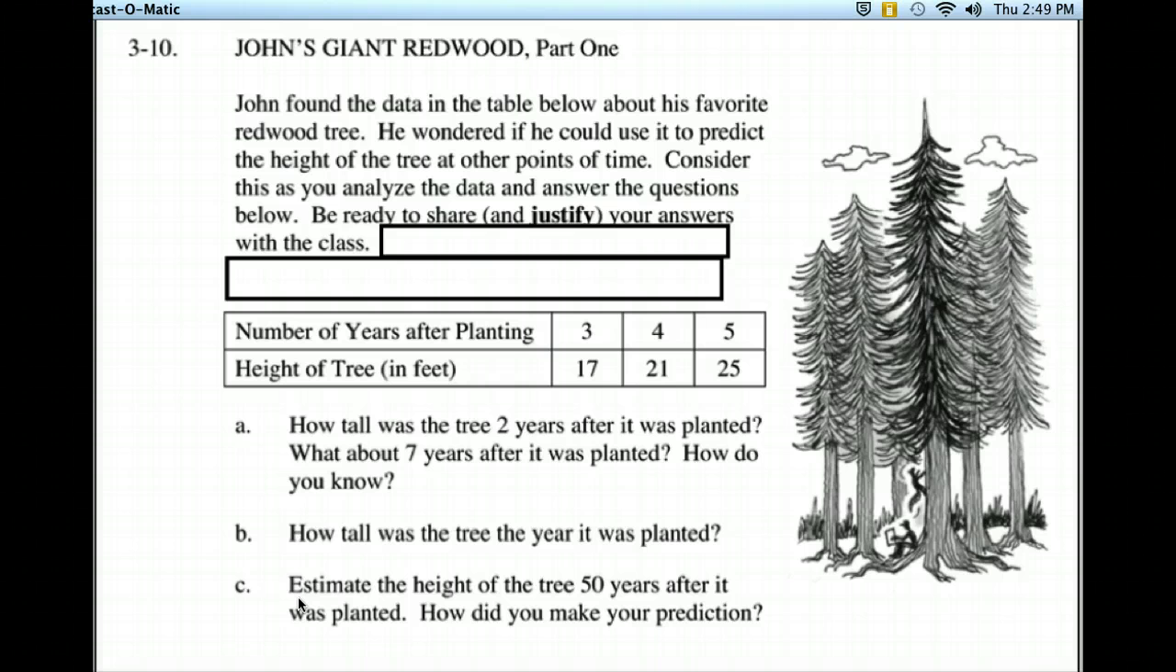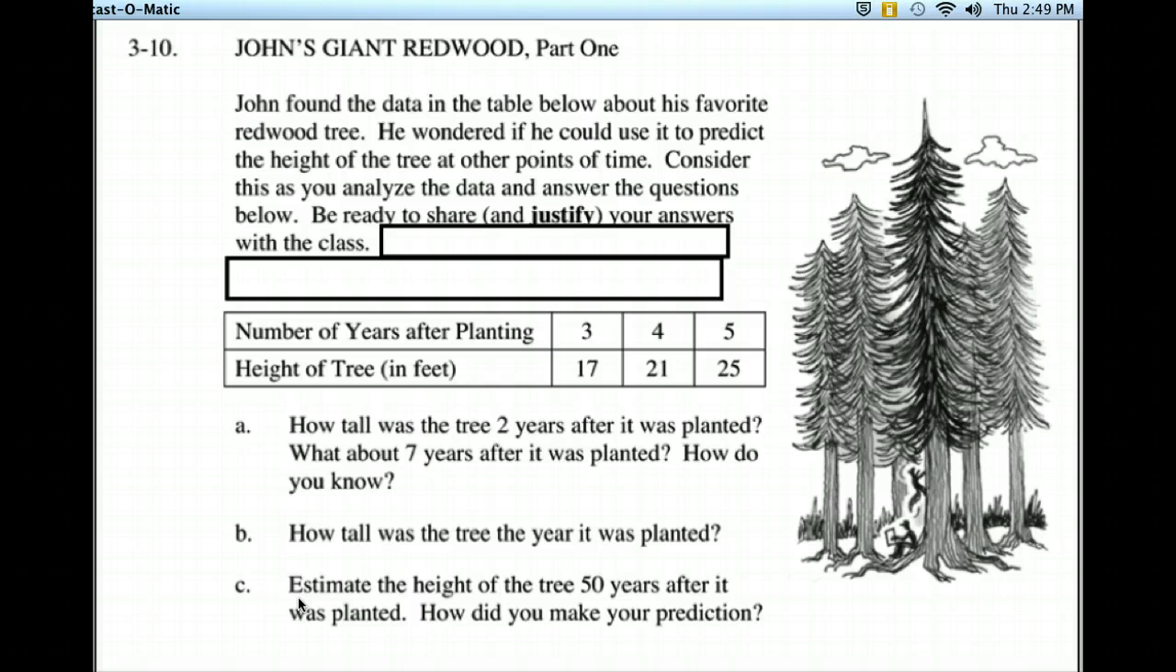John's Giant Redwood Tree, Part 1. John found the data in the table below about his favorite redwood tree. He wondered if he could use it to predict the height of the tree at other points of time. Consider this as you analyze the data and answer the questions below. Be ready to share and justify your answers with the class.